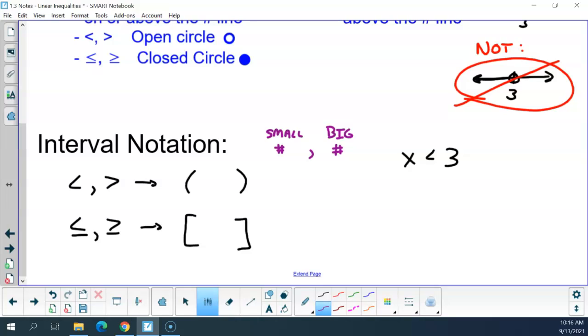So if I want numbers smaller than 3, then my smaller number is negative infinity. It's going all the way to negative infinity, comma, and my big number would be 3, because 3 is the biggest that it could be, but not equal to. Questions, comments, concerns, clarifications? All right.